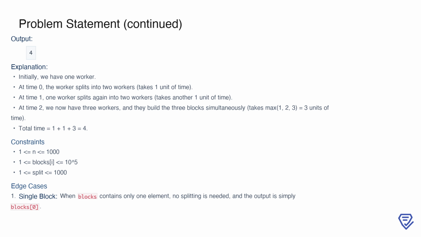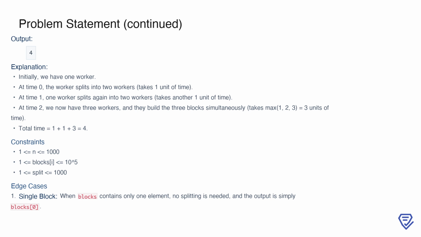In the third example, we have blocks equals 1, 2, 3, and split equals 1. Here, we need to handle 3 blocks but only start with one worker. At time 0, the worker splits into two workers, taking 1 unit of time. At time 1, one of these workers splits again, creating a total of 3 workers, and this also takes 1 unit of time. By time 2, all 3 workers are available and can build the 3 blocks simultaneously.